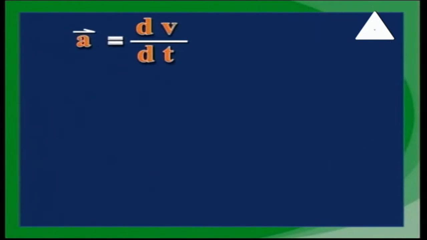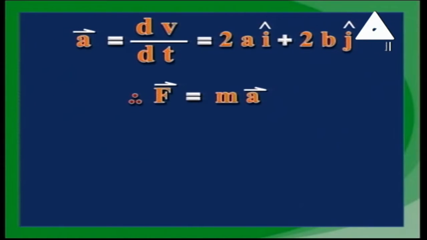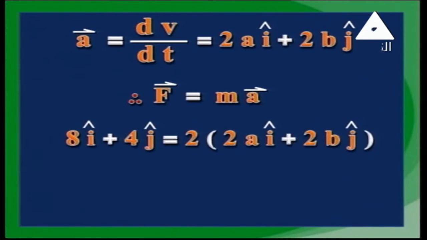After that, what is the acceleration? a equals dv over dt. By differentiating the velocity with respect to time t, the acceleration became 2a i plus 2b j. Therefore, we know that, my dear students, the force equals ma. By using this equation, the left hand side is the given force 8i plus 4j. On the right hand side, the mass equals 2 and the acceleration is 2a i plus 2b j.